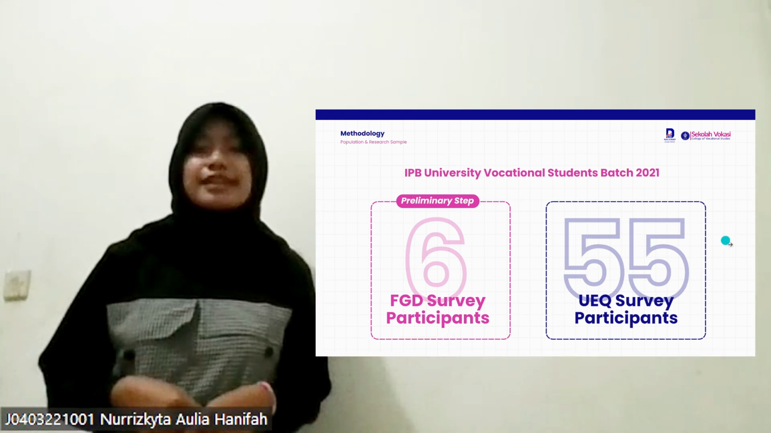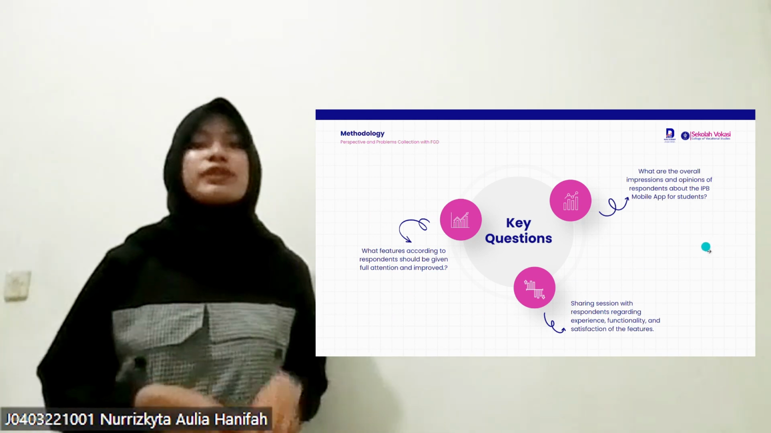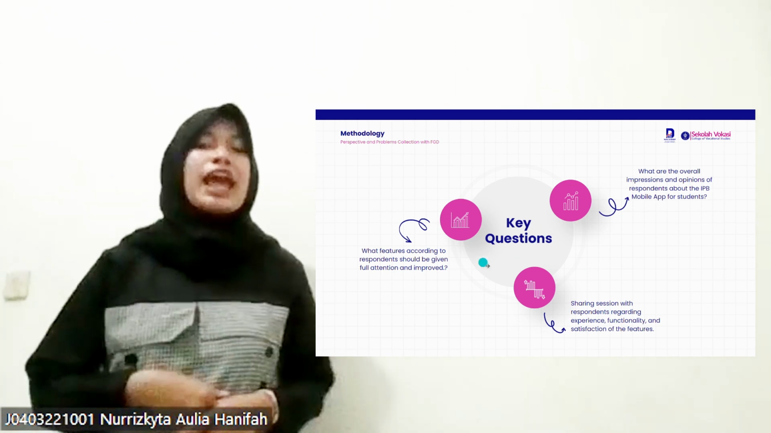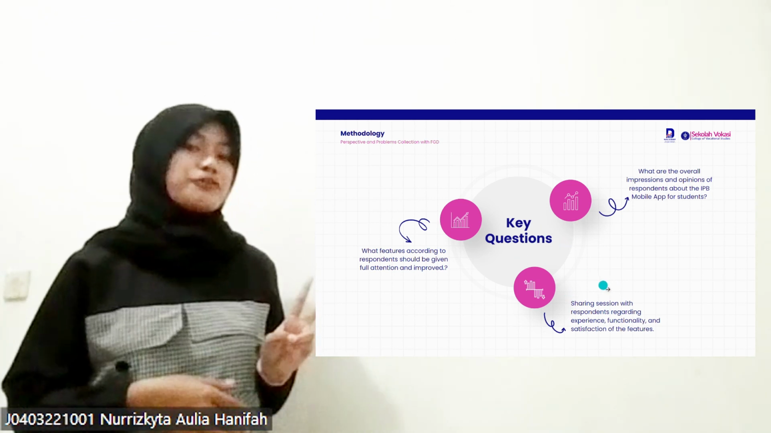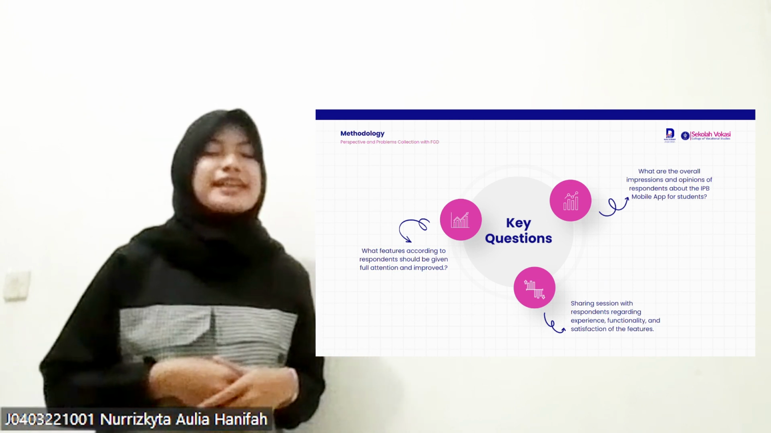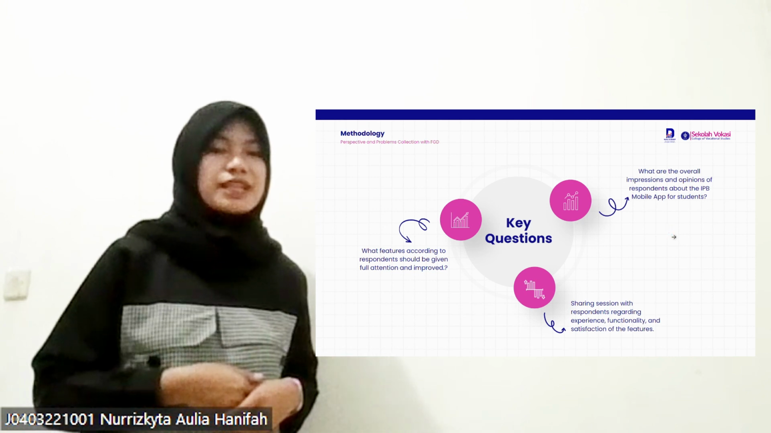In our study, 6 students were selected to participate in the FGD sessions, exploring key topics related to the IPB mobile application for students. The questions focus on users' impressions, features that need improvement, and their experiences with the app. This helps us understand user concerns and identify areas for improvement.